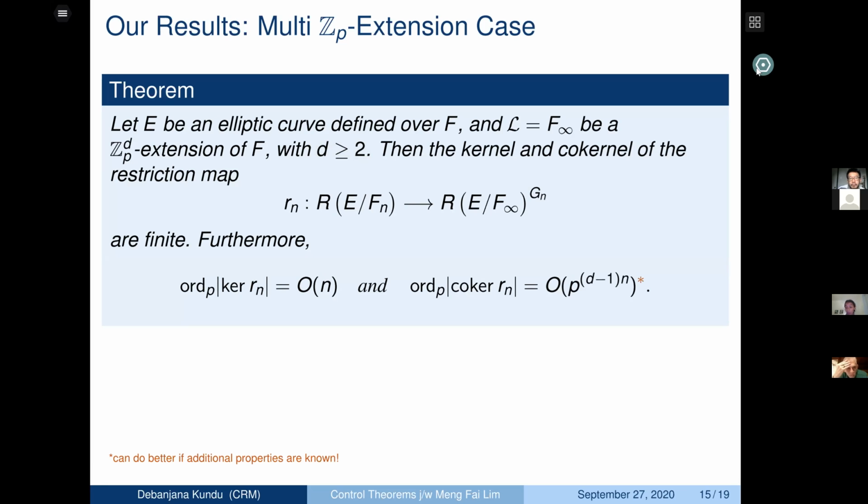for the co-kernel growth. I must also mention that we would probably expect that it might be possible to improve this to showing that the kernel is finite and bounded. So it's a big O of 1, because there is no dependence on D. But the proof that Wuthrich had for D equals 1 unfortunately doesn't go through in this case, but maybe it is possible to improve this bound.